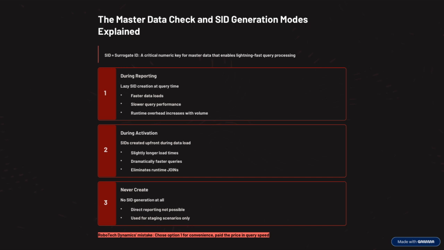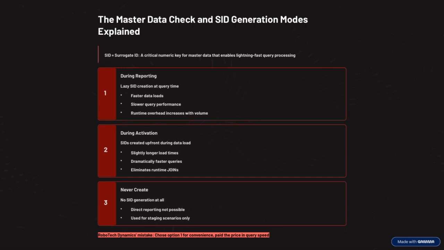Now, looking at the solution options, the first method, during reporting, eliminates runtime joins, which makes queries run dramatically faster. However, this comes with slightly longer load times since SIDs are created upfront during data load, during the activation phase. In contrast, the second method, during activation, adds some runtime overhead as data volume increases, leading to slower query performance. But it benefits from faster data loads, as SID creation is lazy and happens at query time, reducing the initial load burden.